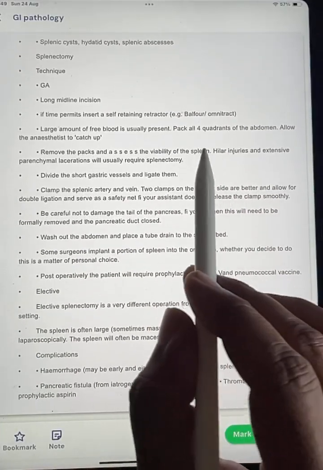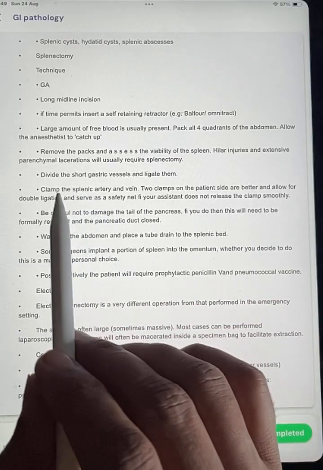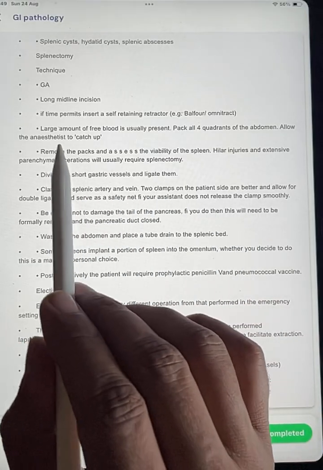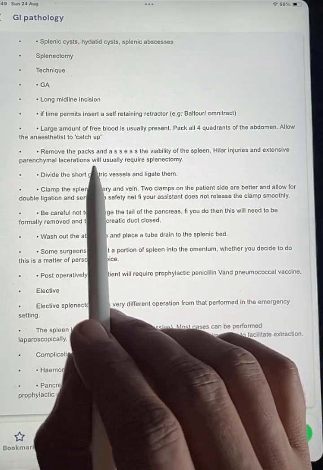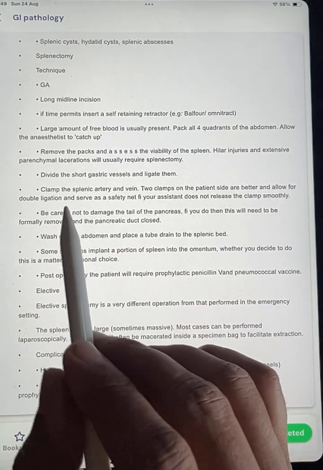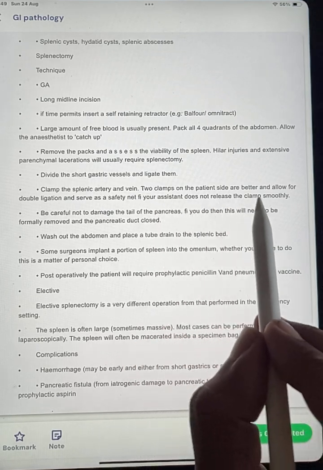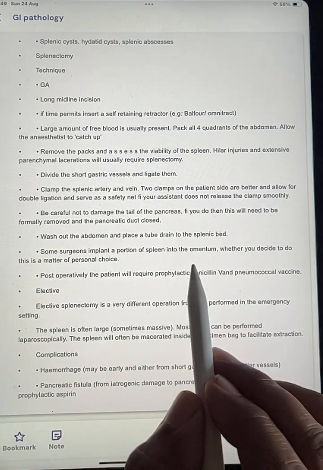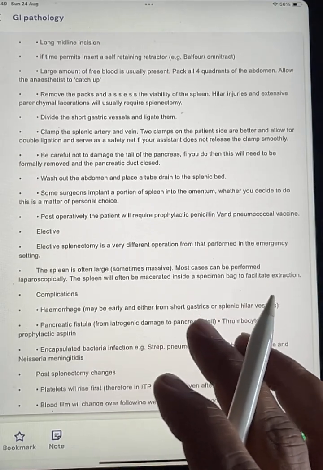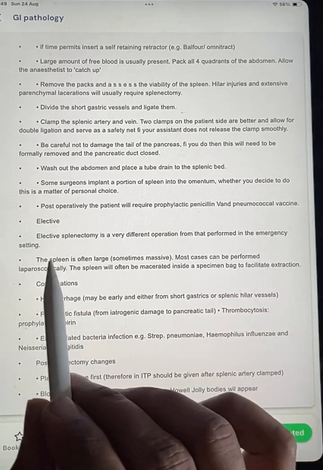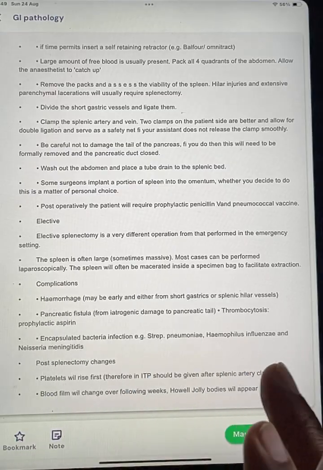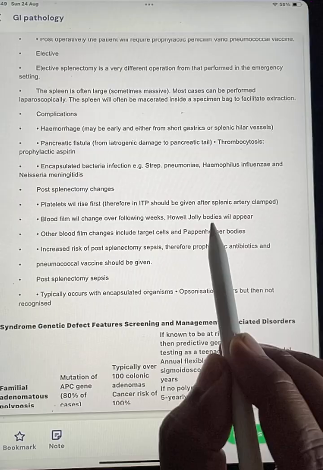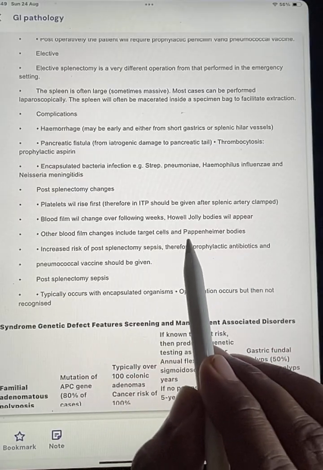This is the technique of splenectomy, Balfour's self-retaining retractor, short gastric vessels. A large amount of blood is packed, removed carefully to avoid injury; clamp the splenic artery and clamp, and be careful to wash the abdomen. Some surgeons implant a portion of the spleen into the omentum. Postoperative patients require prophylactic penicillin and pneumococcal vaccine. The spleen is sometimes large. Hemorrhage is a complication. Blood film changes include Howell-Jolly bodies and Pappenheimer bodies.